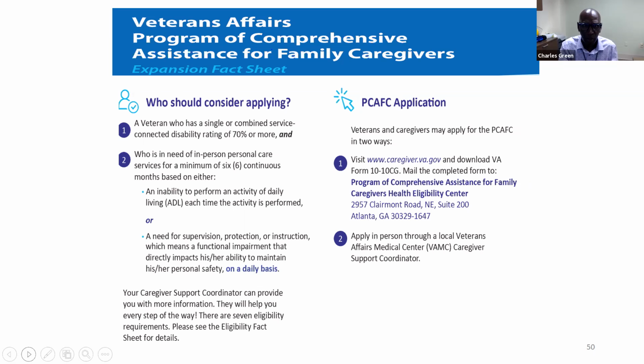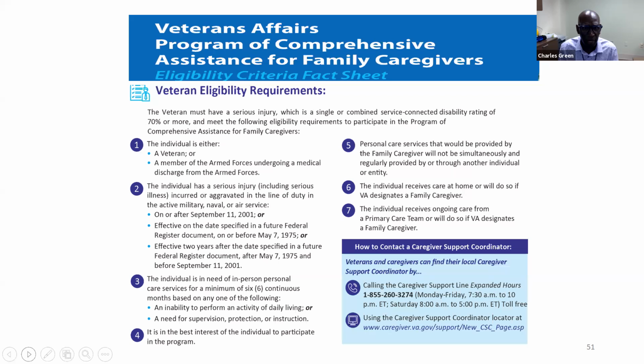All you have to do is go to www.caregiver.va.gov and fill out a 1010 CG, put that through the system, and then they will take a look at your application, review it, and find out if you're eligible to use the program. So those are the 3 things. Next slide, please.